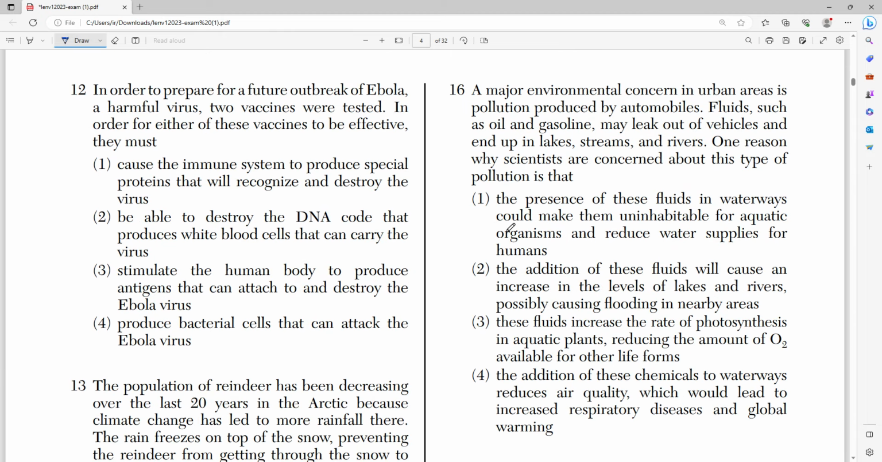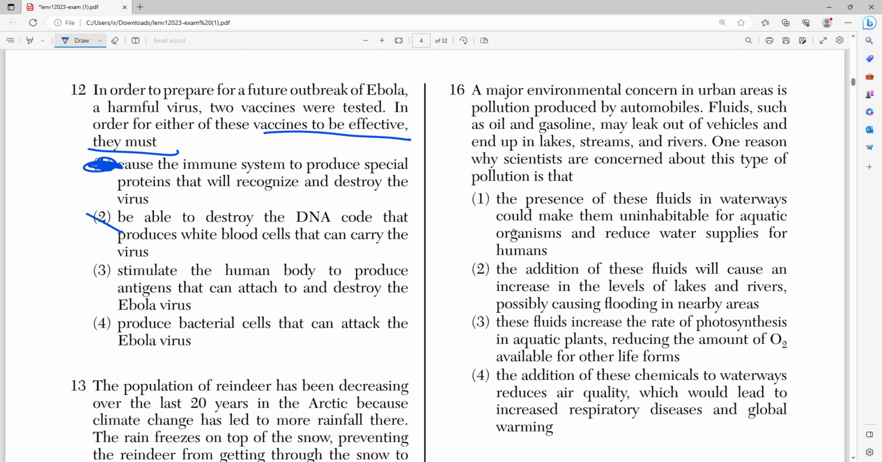Moving on to number 12, it says that in order to prepare for future outbreak of Ebola or harmful virus, 2 vaccines were tested. In order for either of those vaccines to be effective, they must cause what? Cause the immune system to produce special proteins that will recognize and destroy the virus. I see no issue with that, right? So that's the answer. Because look at number 2, be able to destroy the DNA code that produces white blood cells. What? First of all, white blood cells don't carry the virus. And second, if you're destroying white blood cells, that's going to help the virus, not help you.